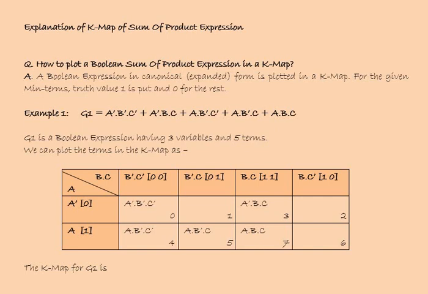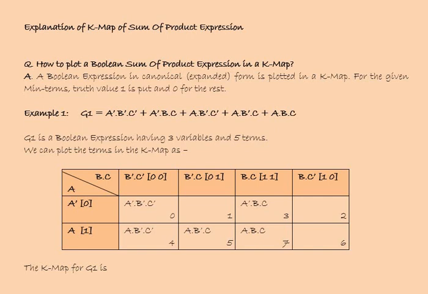Now look at this example. The example reads G1, which is the Boolean expression, A bar dot B bar dot C bar. Now this is term number 0. Then A bar dot B dot C, which is term number 3. A dot B bar dot C bar is term number 4, A dot B bar dot C is term number 5, and ABC is term number 7.